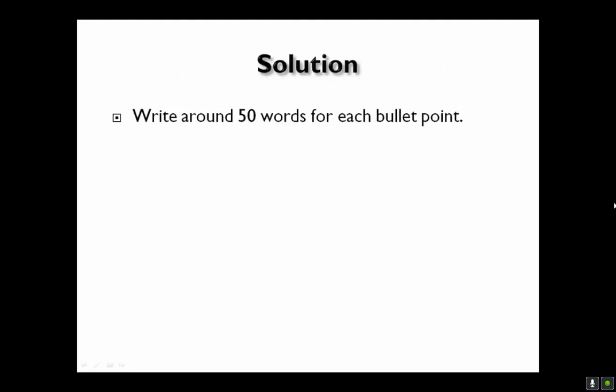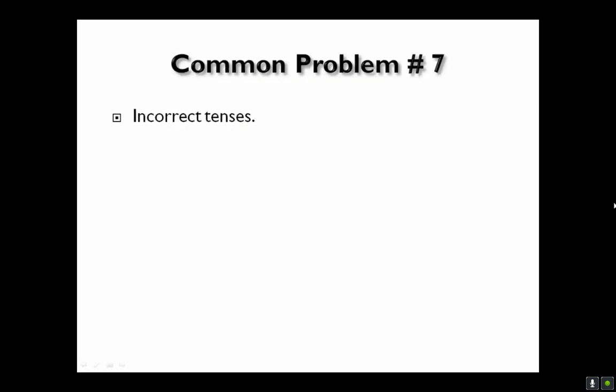So the solution to this is to write approximately 50 words for each bullet point. So you don't have to write 50 words for the purpose, but for the 3 bullet point paragraphs, try and write around 50 words. Common problem number 7 is incorrect tenses.